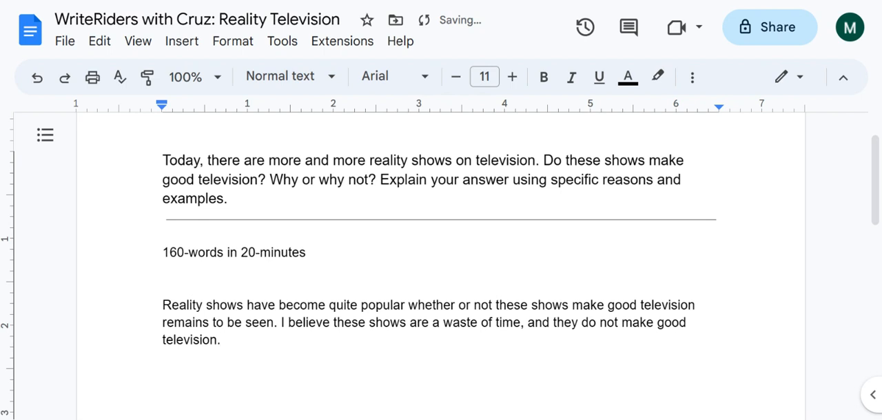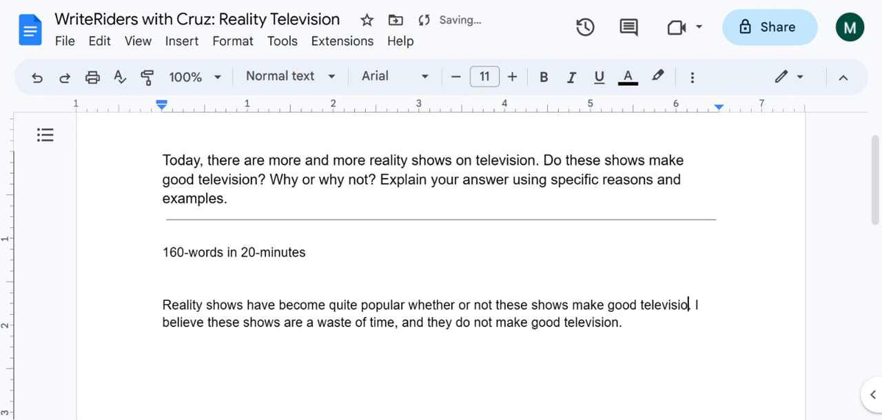Okay. Reality shows have become quite popular. Whether or not these shows make good television remains to be seen. Okay, that's something I definitely want to take out because I'm sort of leaving it up to the reader, but that's not what I need to do. I need to take a position. And Right Writers, I am arguing that these shows are a waste of time and they do not make good television.